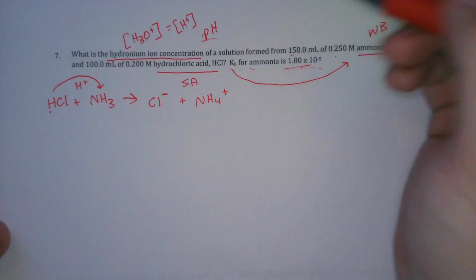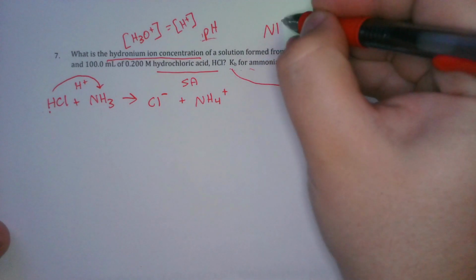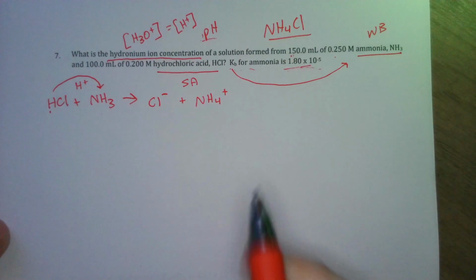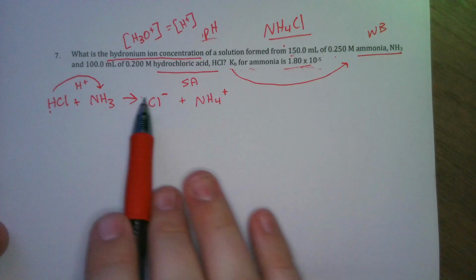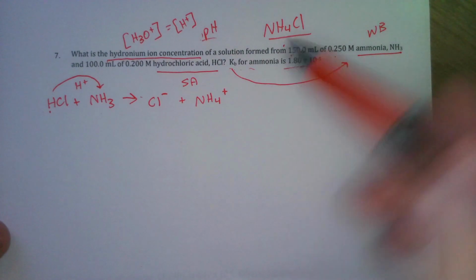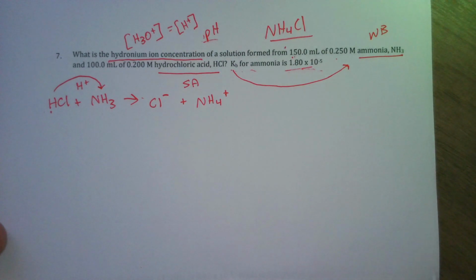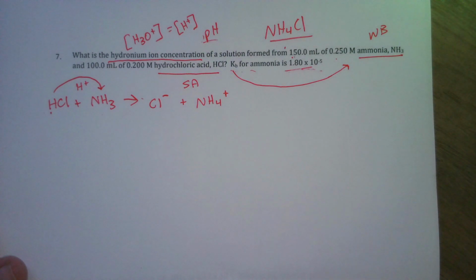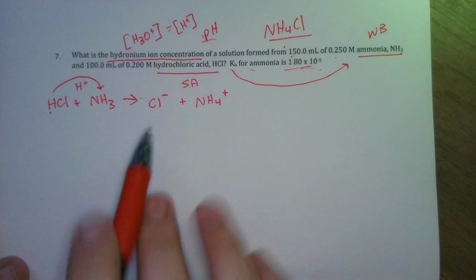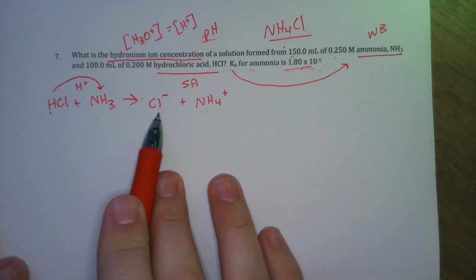Now sometimes you might see this written as just NH4Cl, because this has a positive and negative charge. They're attracted to each other. They make a salt. So you might actually see these combining just to make that one product. It means the same thing. Okay. Either way, which of these two do we care about?